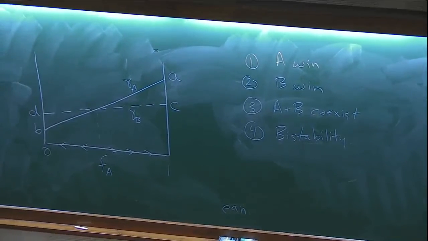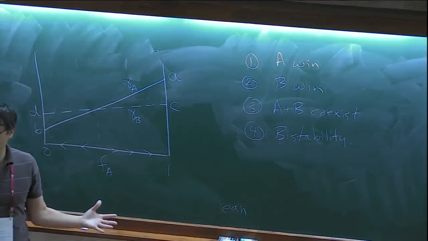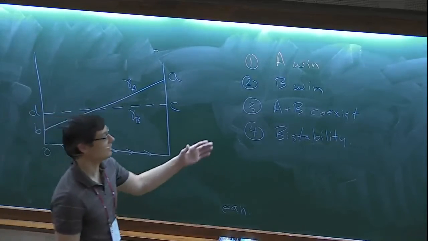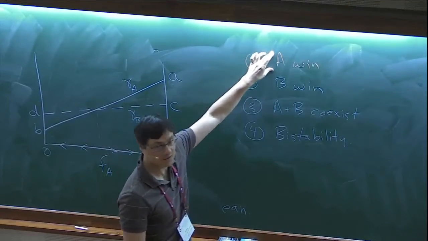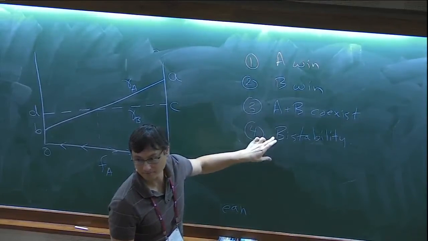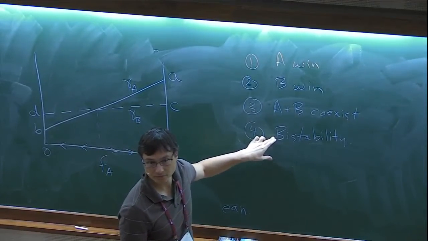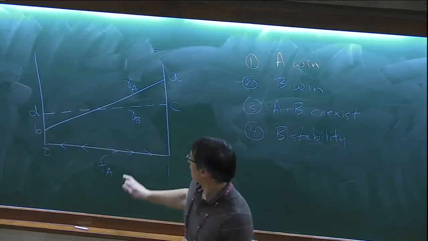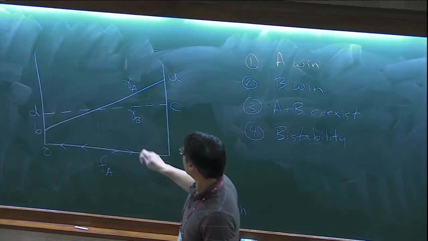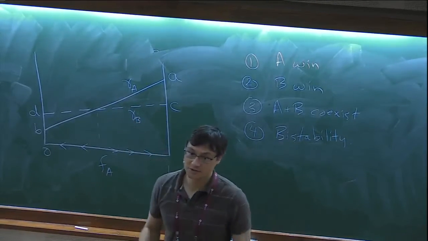And so it turns out that based on the relative orderings of A, B, C, and D, these curves can do just a few different things, a few qualitative outcomes. In particular, you can get either that A wins, B wins, they coexist, or it's bistable. All right, so what we want to do is try to draw what this looks like for the prisoner's dilemma.